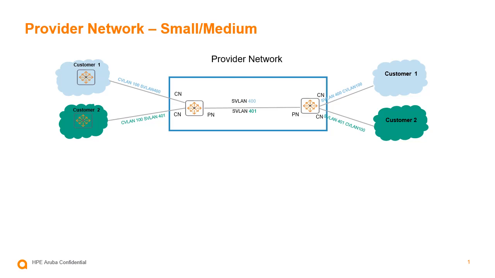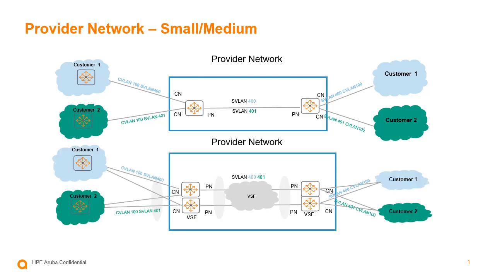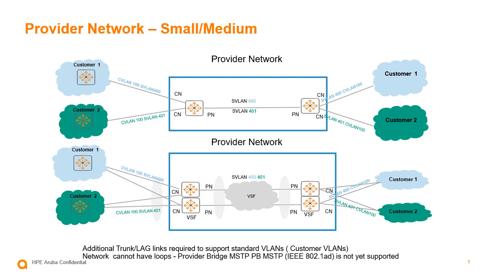And we can use the same methodology if we wish to use VSF for resilience. And some callouts here. A reminder that additional trunk or LAG links are required to support standard VLANs across the provider network. Standard VLANs cannot be added to the provider network ports. And a big one to remember here: the provider network cannot have loops. Only point-to-point links are supported at this time. We do have this feature coming down the line. This is the provider bridge MSTP, PB-MSTP 802.1ad, but it is not yet supported in 10.10. So do be aware of that.